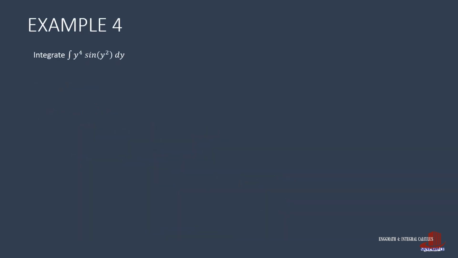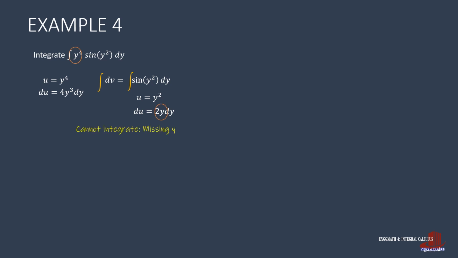Example 4 looks for the antiderivative of y raised to 4 times sine of y squared dy. Take y raised to 4 as u, and du is 4y cubed dy. dv is sine of y squared dy. Check that to integrate dv, u is y squared and its du is 2y dy, where we are missing y, so extract one y from the first term.